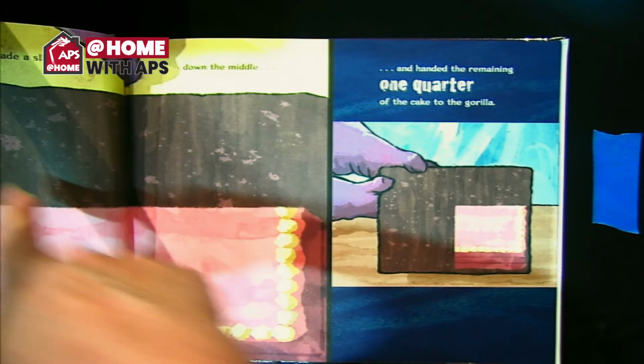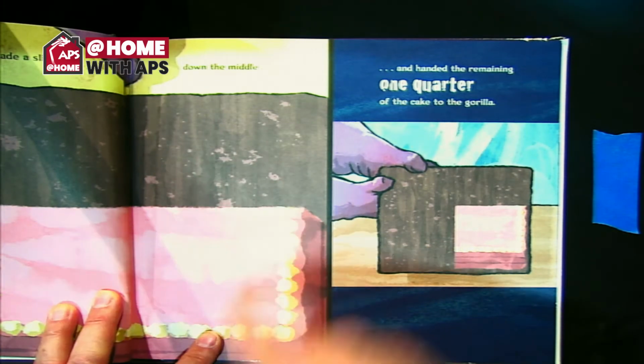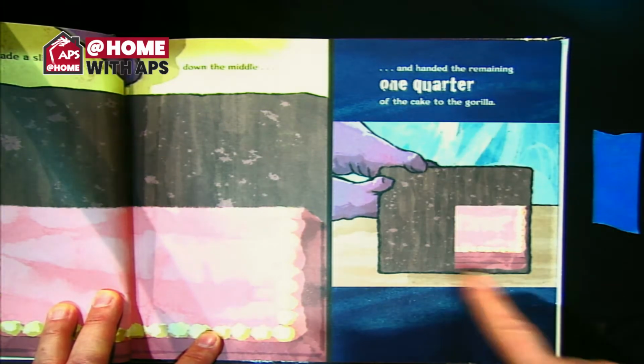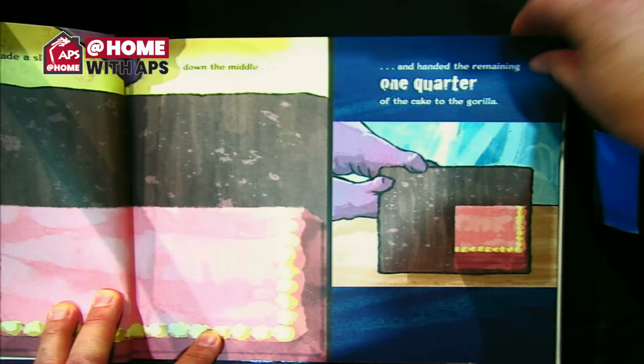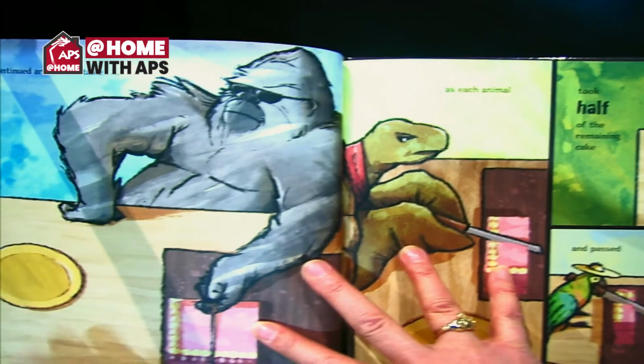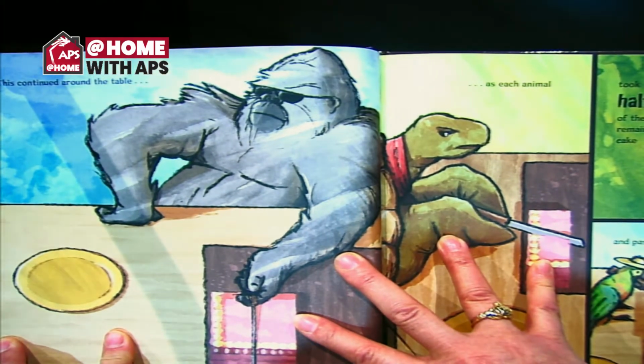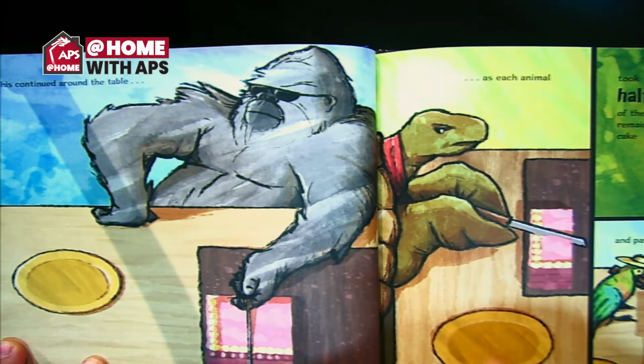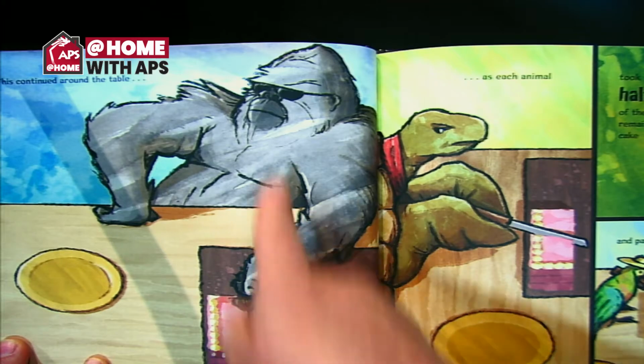So now first we had that whole cake, now we have a half of a cake, they cut that half in half, and now we have 1/4 of the cake. What do you think the gorilla is going to do? Then this continued around the table. Look at that gorilla. What do you think he's doing? I can see it now.